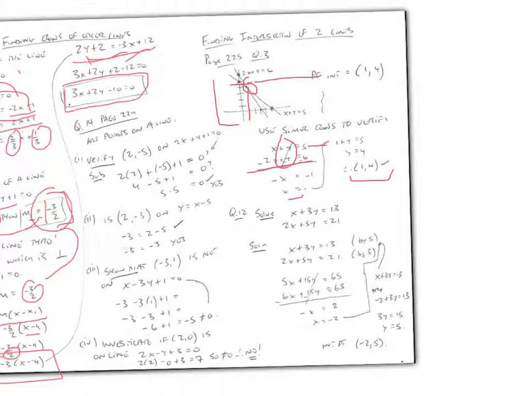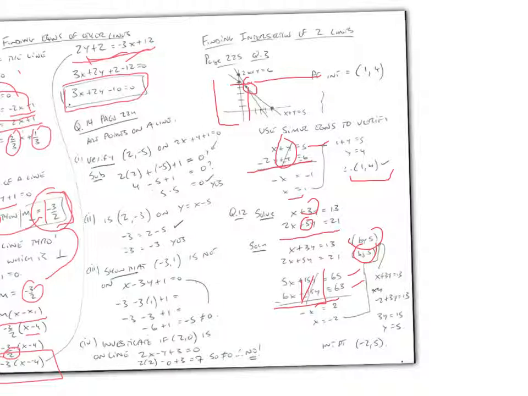Let's solve these equations simultaneously. x plus 3y equals 13, 2x plus 5y equals 21. So I'm going to multiply the top line by 5 and the lower line by 3, so that I'll end up with 15y here. So 1 by 5 and 1 by 3 gives me 5x plus 15y equals 65, 6x plus 15y is 63. Change the sign and draw the line.